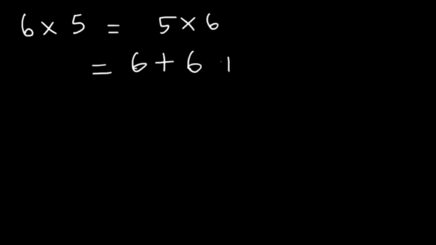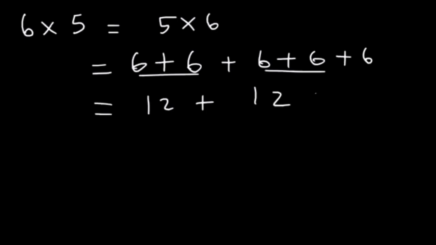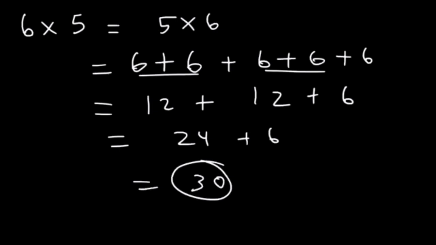So let's say if we want to find the value of 6 times 5, which is the same as 5 times 6. All we need to do is add 6 5 times or add 5 6 times, whichever is easier. 6 plus 6 is 12, so these two add up to 12 as well. And 12 plus 12 is 24, plus 6, that's 30. So 6 times 5 or 5 times 6 is 30.